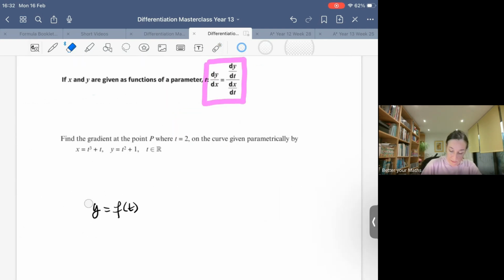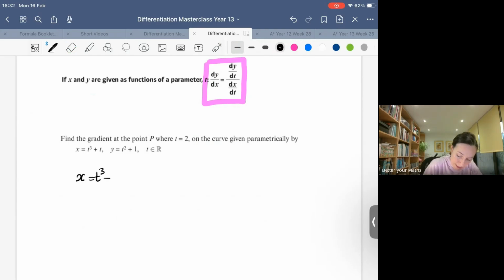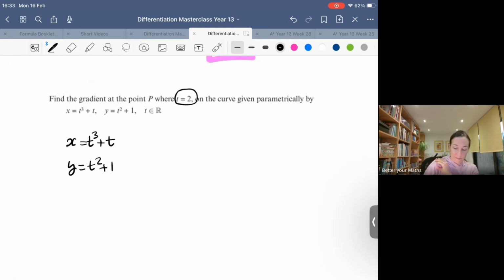So let's do this one very quickly. We have x is t cubed plus t, y is t squared plus 1. t is a real number, and we have to find the gradient at the point P when t is 2. What are we going to do? Differentiate y, differentiate x, divide, and then substitute. Can we all do it, please? And you tell me what you get in the chat. I want the final number, the gradient at that point.